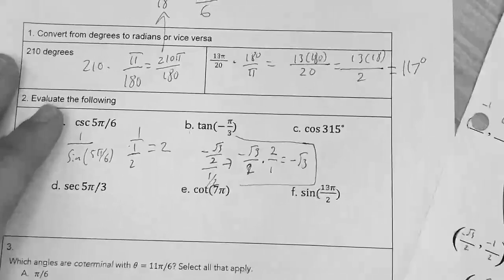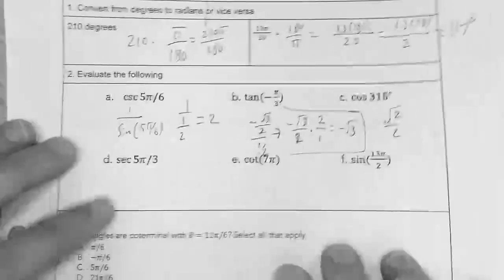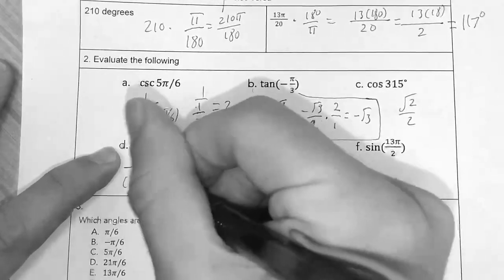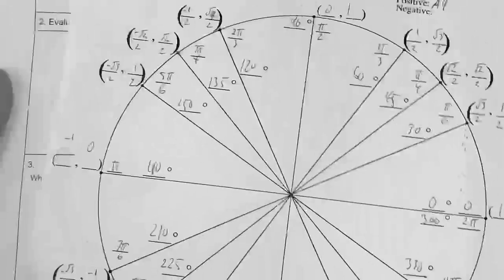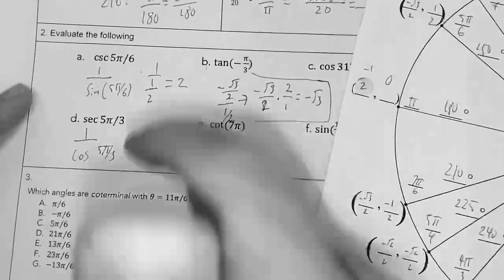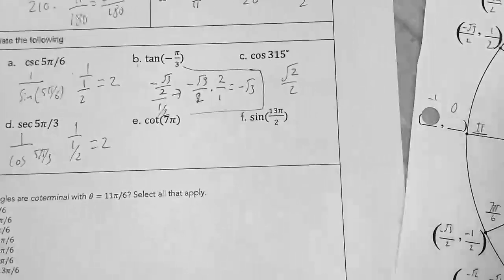Cosine is just root 2 over 2. Easy. Okay? So for secant 5 pi over 3, again, secant is 1 over cosine. So this is 1 over cosine 5 pi over 3. Just going to go to our unit circle. 5 pi over 3, down here, cosine is 1 over 2. So this is just, again, 1 over 1 over 2, which is just 2. Okay.